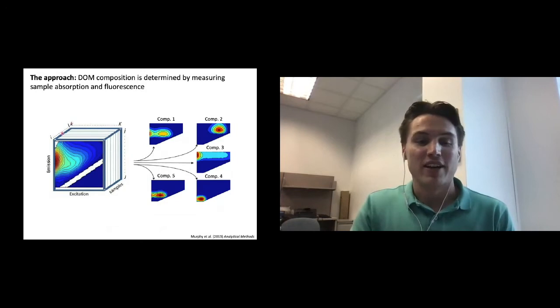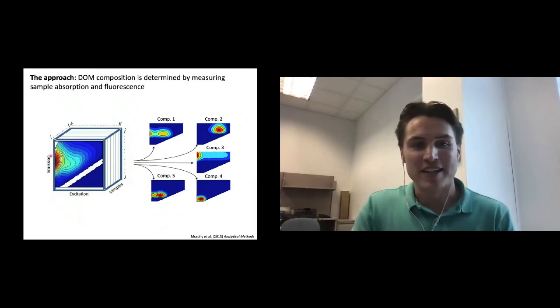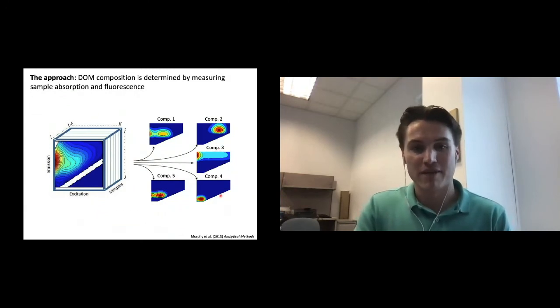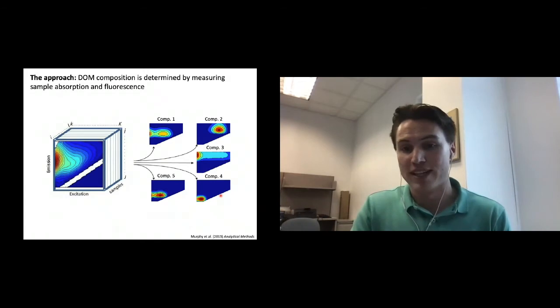So we have a 3-dimensional data set with all of these light measurements, but we can distill that down into different components based on how similar they are. So samples with similar peak intensities will be grouped together and assigned a component. And the number of components describes the composition of the organic matter pool in its entirety.